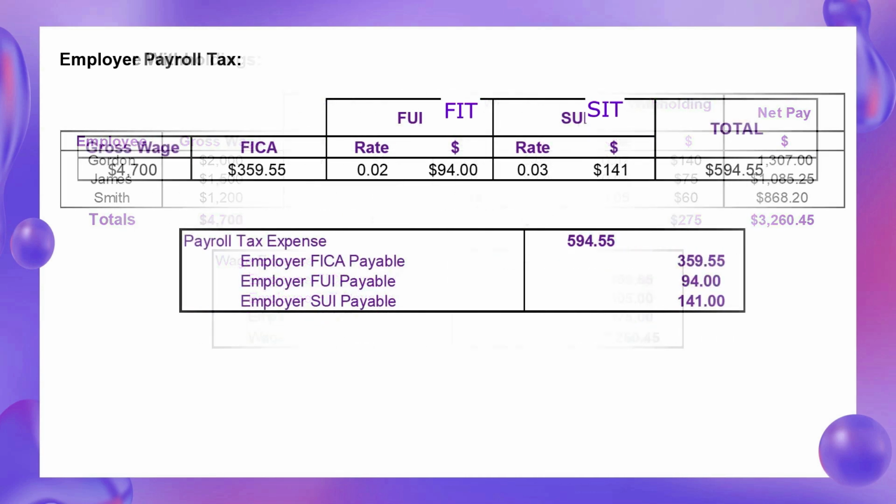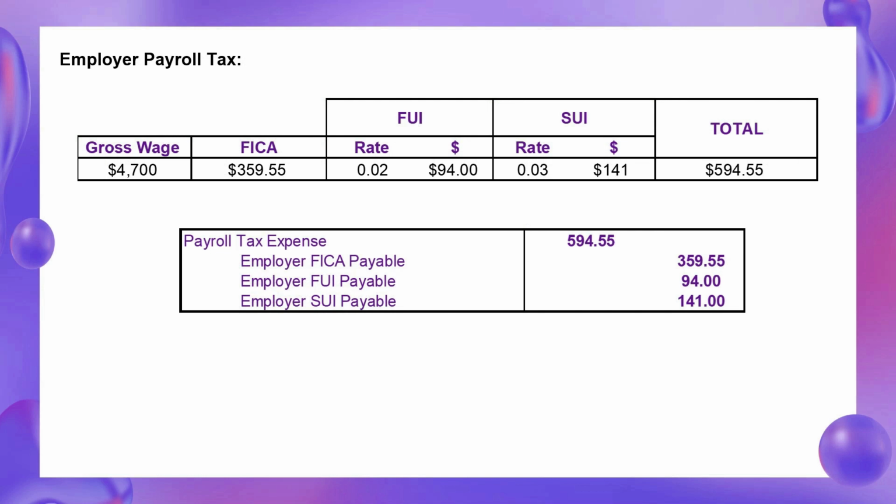The second payroll tax that needs to be accounted for is the employer payroll tax. The employer is obligated to pay an equal amount of FICA taxes as the employee pays, plus they must pay federal unemployment insurance, and again, a rate is provided here, and therefore a calculation can be made as to how much that total would be, along with state unemployment insurance.